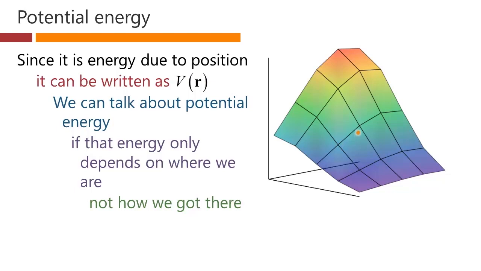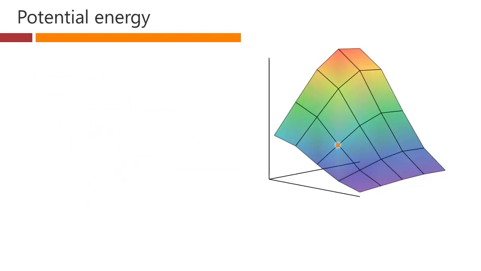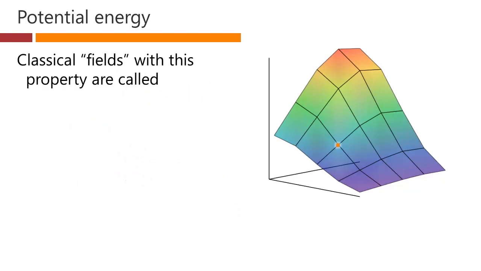it shouldn't matter if we go up the hill and then back down again. The energy that we got on the way up, that we put into ourselves or the system on the way up, we got it back on the way back down, so we got back to exactly the same potential energy. The potential energy is only due to the position. Now, classical fields with this property are called conservative or irrotational fields. That means without a kind of rotational aspect to them.